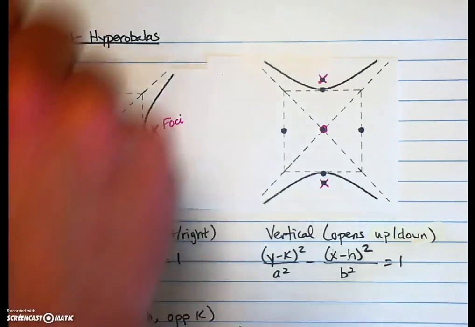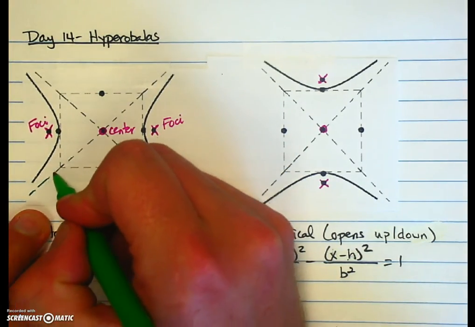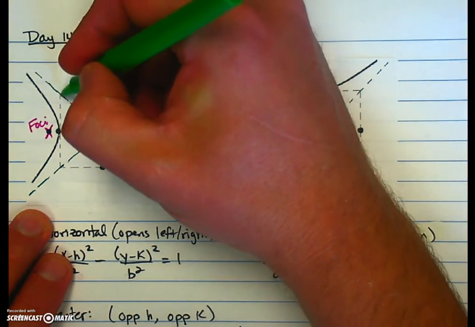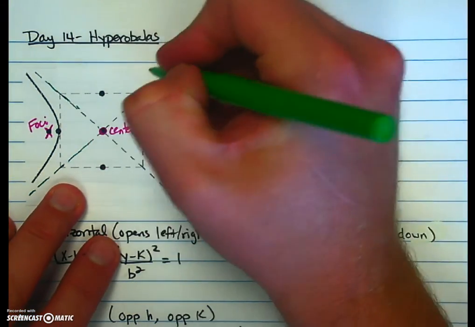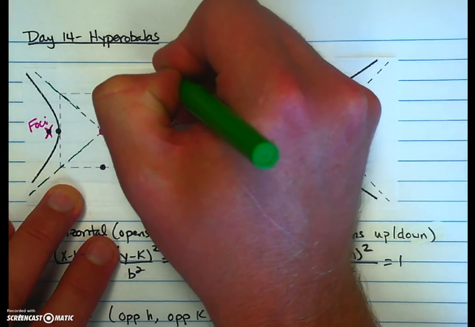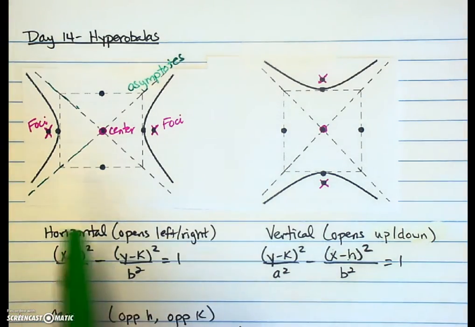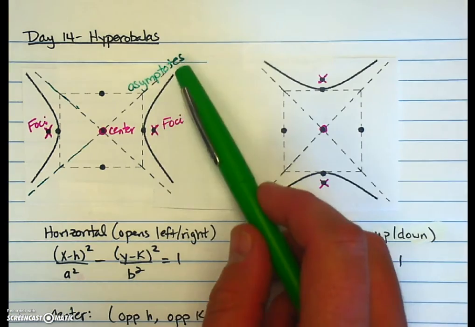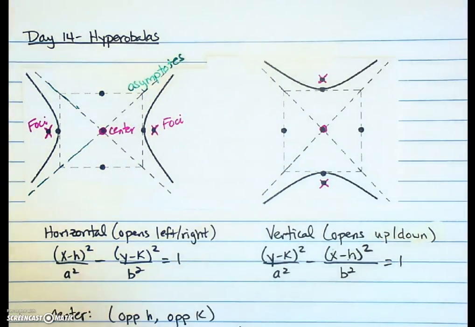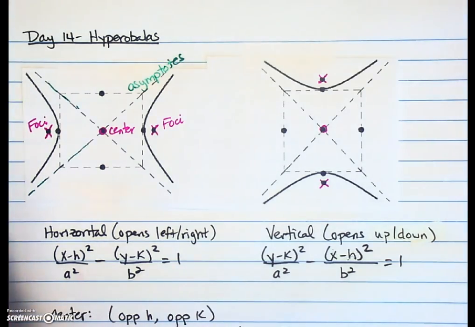These diagonal lines here, the ones going this direction, those are called asymptotes. Now, I don't know if you've done an asymptote before, maybe when you graph rationals, but asymptotes are lines that the graph gets very close to, but it never crosses. So we're going to use the asymptotes to actually help us draw our graph.